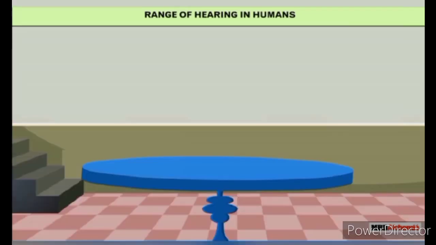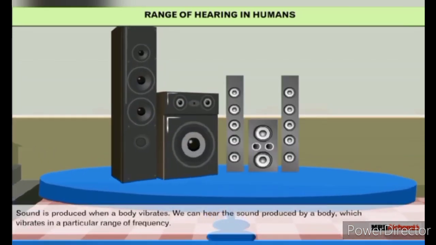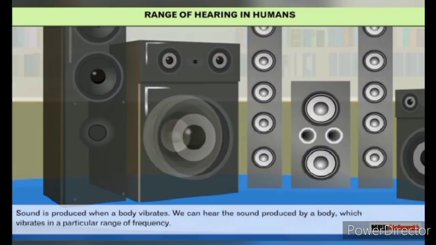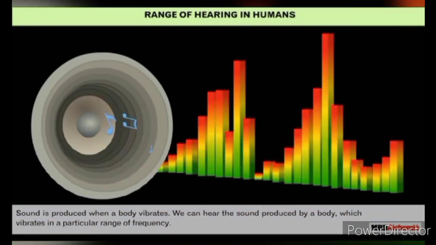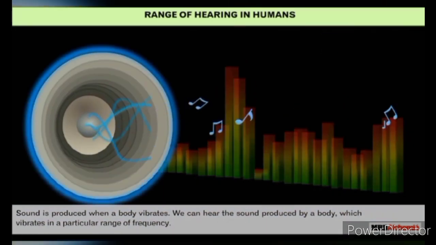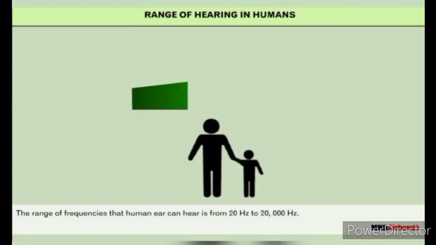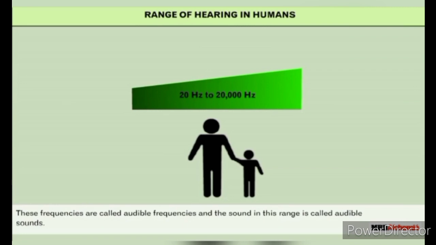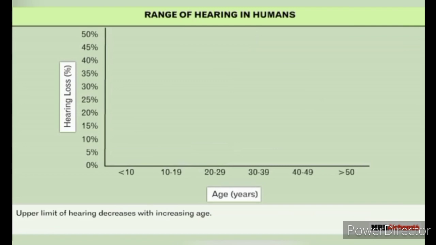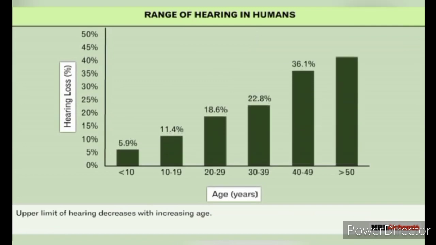Range of hearing in humans. Sound is produced when a body vibrates. We can hear the sound produced by a body which vibrates in a particular range of frequency. The range of frequencies that the human ear can hear is from 20 Hz to 20,000 Hz. These frequencies are called audible frequencies, and the sound in this range is called audible sounds. The upper limit of hearing decreases with increasing age.